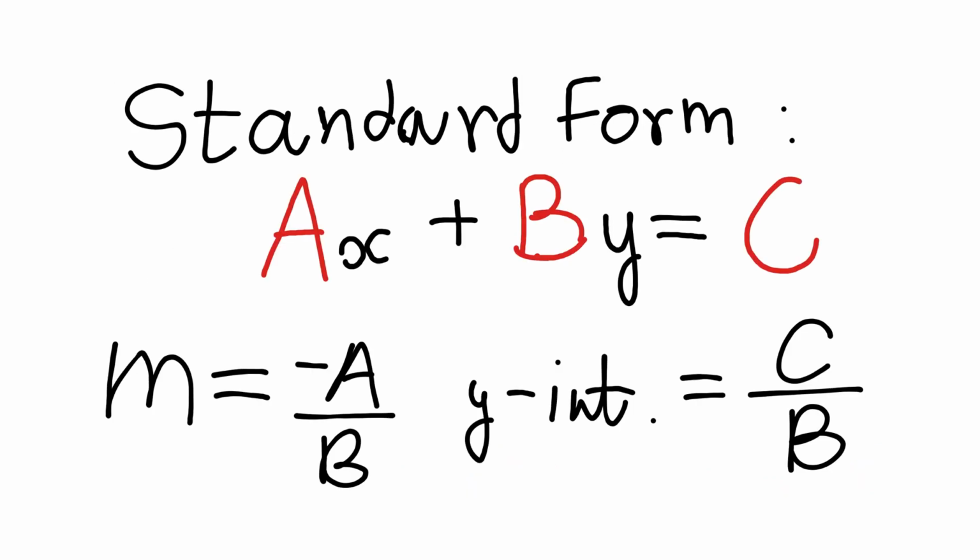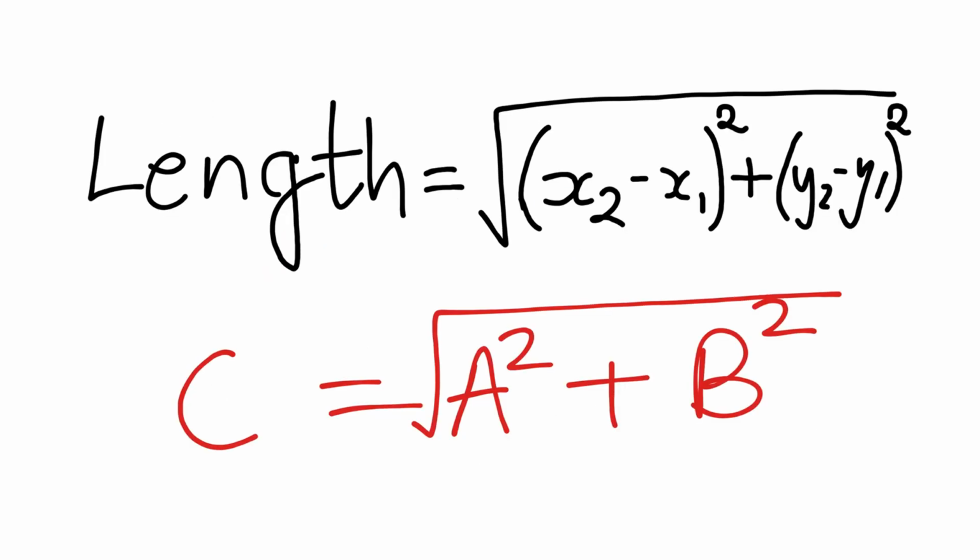Another form is the standard form, which is ax plus by is equal to c. You can find the slope by substituting the formula, and you get it as minus a by b, and the y-intercept is equal to c by b.